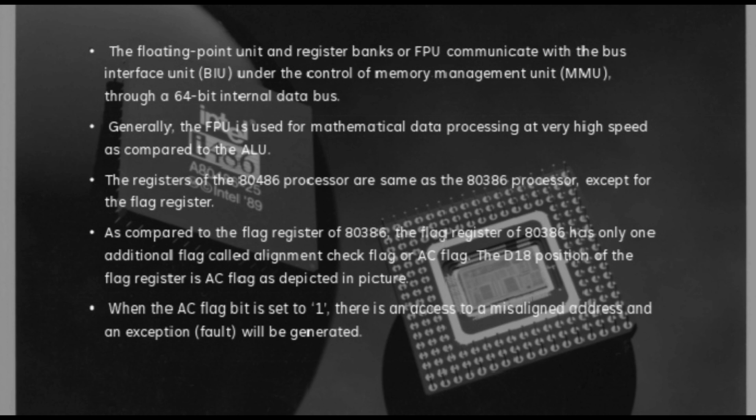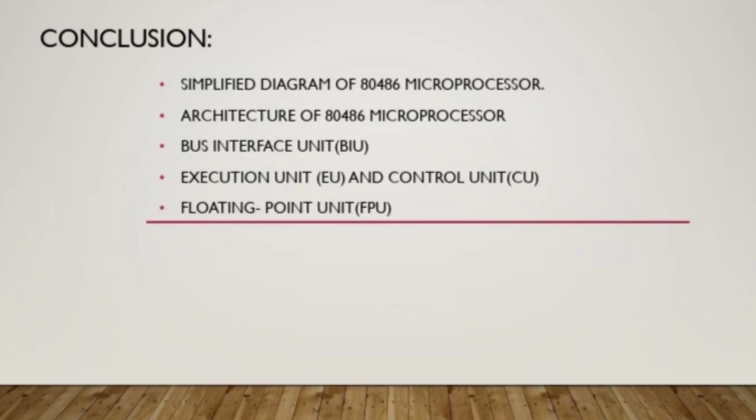The D18 position of the flag register is the AC flag, as we can see in the picture. When the AC flag bit is set to 1, if there is an access to a misaligned address, an exception fault will be generated.